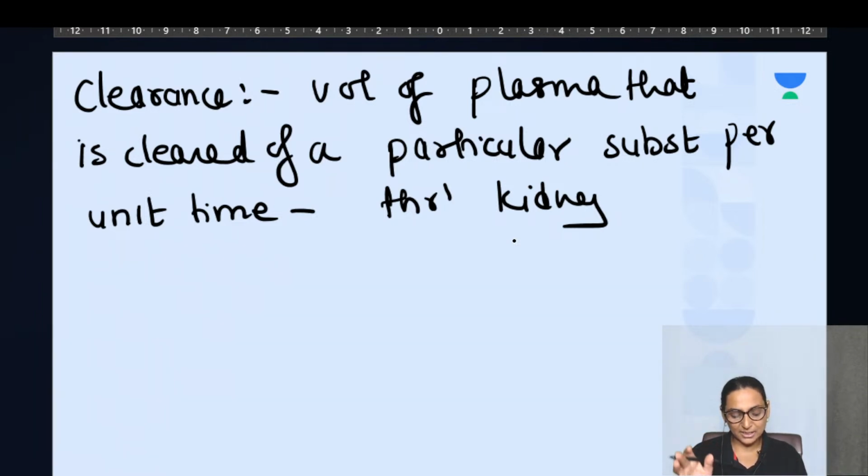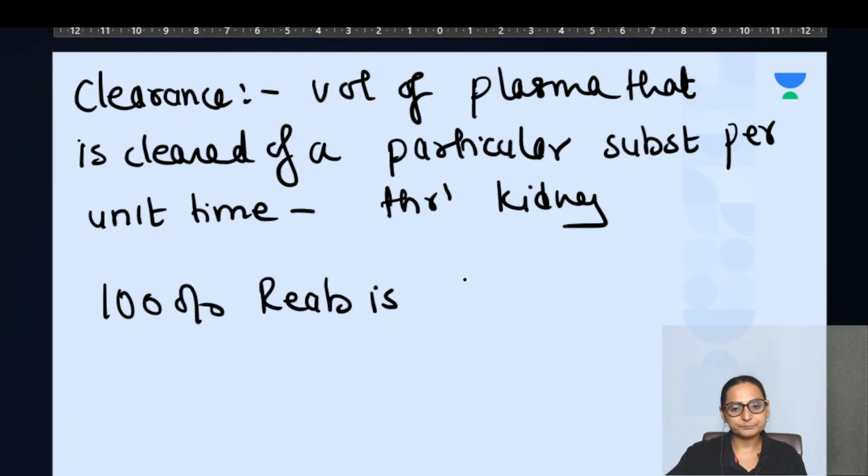Yes, Minu, Monica, अभी तुमको समझ में आया? 100% reabsorption of glucose is there. है ना? Glucose never appears in urine unless and until it is diabetic or it is a renal glycosuria or anything which is resulting in an impaired glucose reabsorption. So glucose is 100% reabsorbed and therefore the clearance of glucose is 0.